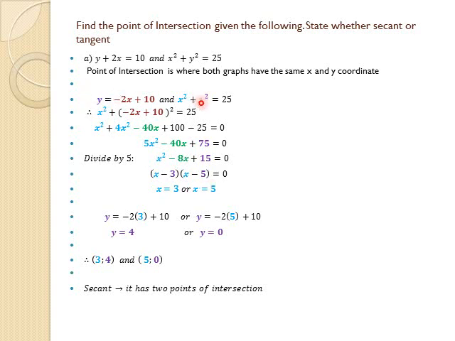I substitute back in any one of the two equations to get the y value. So if I put in the place of x, 3, 10 minus 6 gives me 4. 5, 10 minus 10 gives me 0. So therefore I have the points 3 and 4 and 5 and 0. So because I have 2 points of intersection, this is referred to as a secant, because it makes contact in more than one place on the graph.